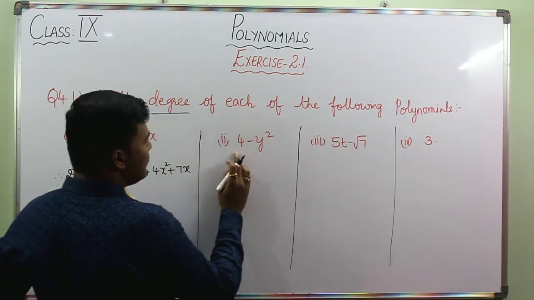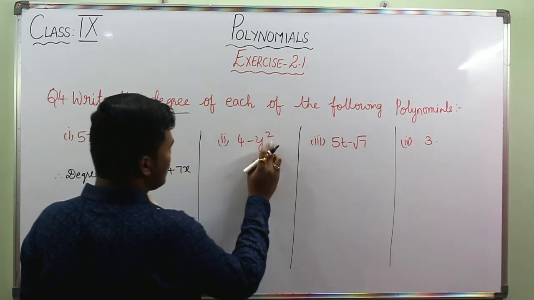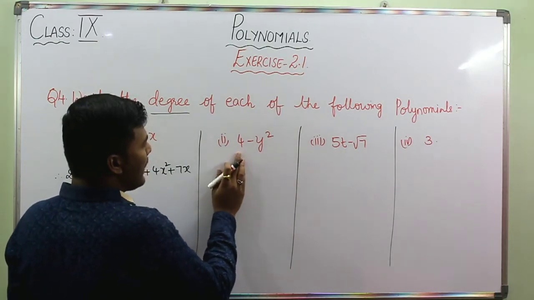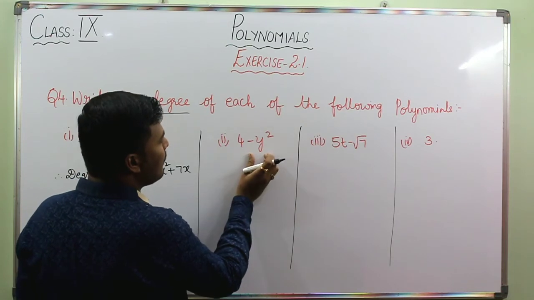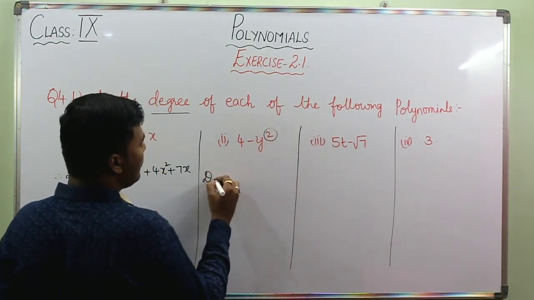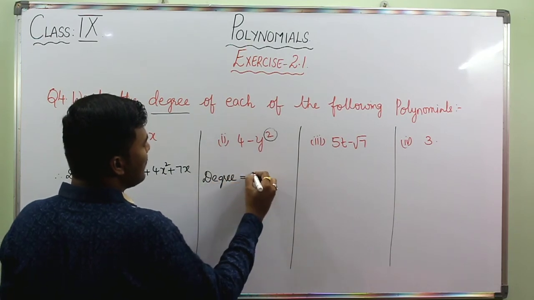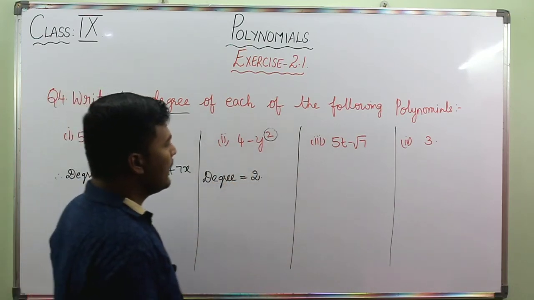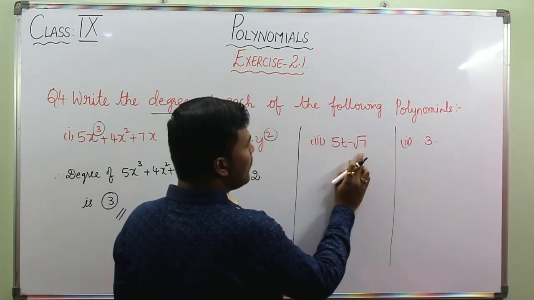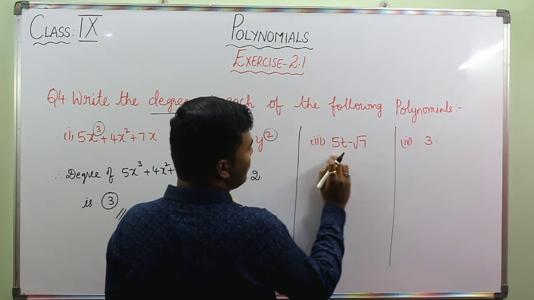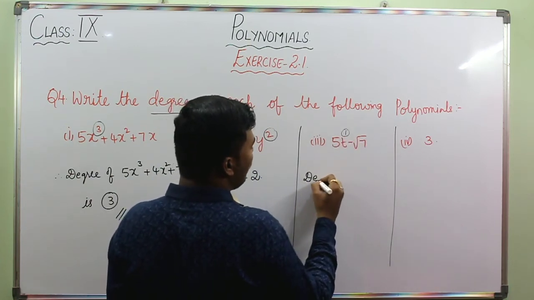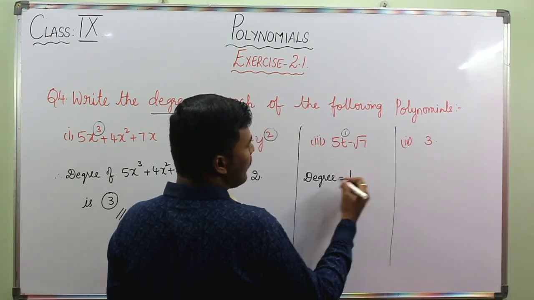In the second one, that is 4 minus y square, the first term has no variable, so it is a constant term. In the second term the variable is y and its power is 2. Therefore the degree of the polynomial is 2. In the third one, that is 5t minus root 7, the power of t is not mentioned. If not mentioned, the power will be 1. Therefore the degree of this polynomial will be 1.